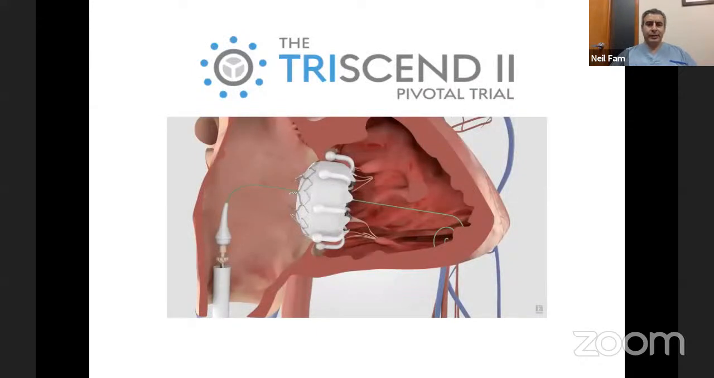So this device has now moved into a pivotal trial as well. So the TRISCEND 2 is a randomized trial of EVOQUE TTVR versus medical therapy. So now we have randomized trials looking at edge-to-edge and looking at replacement in comparison to medical therapy, which is quite exciting.